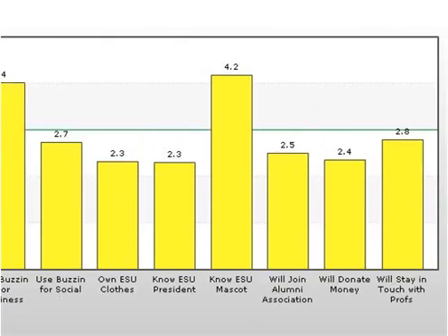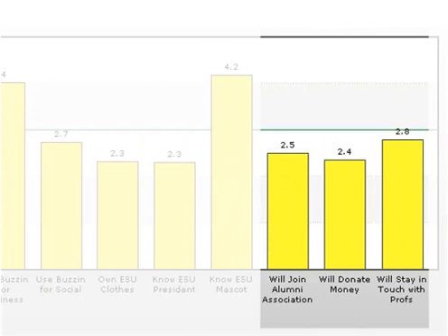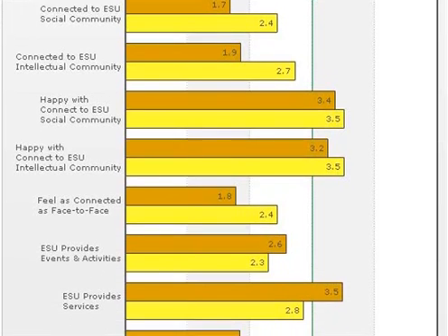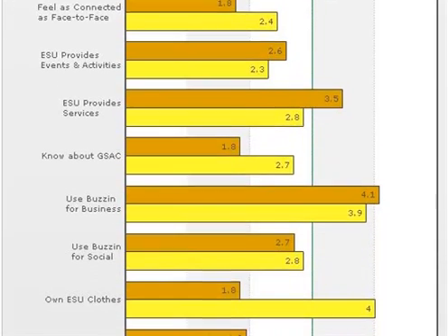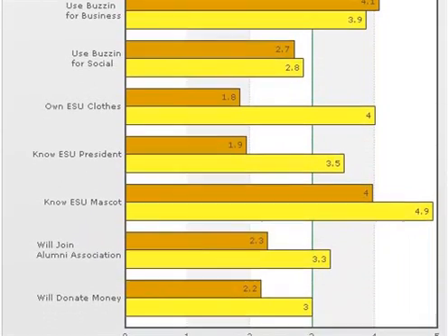Respondents also reported being more familiar with the name of the ESU mascot than the ESU president. Respondents also said that they would donate money to the university and join the Alumni Association at a below-average level. When ESU community was compared by again breaking respondents into 2 groups, online only versus some face-to-face credit hours, the face-to-face group again reported more connection to community.